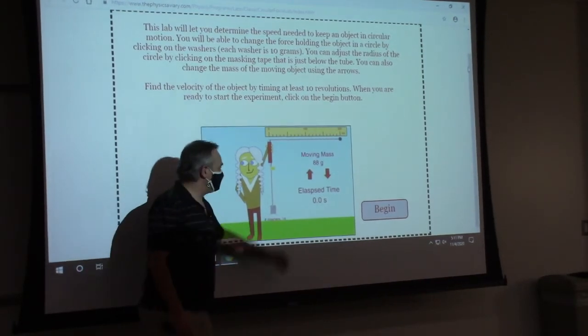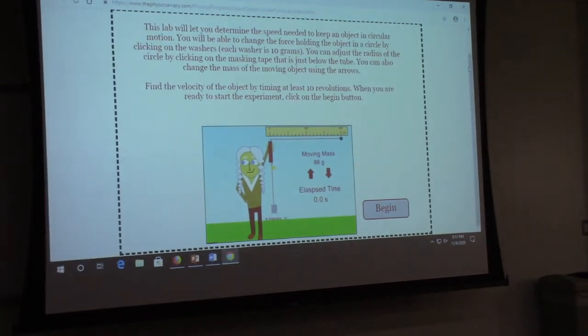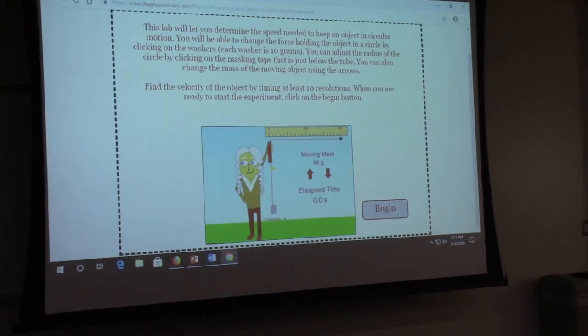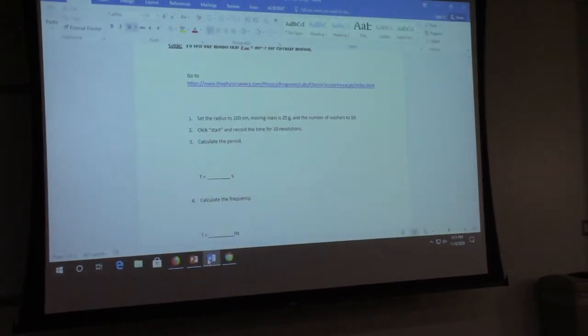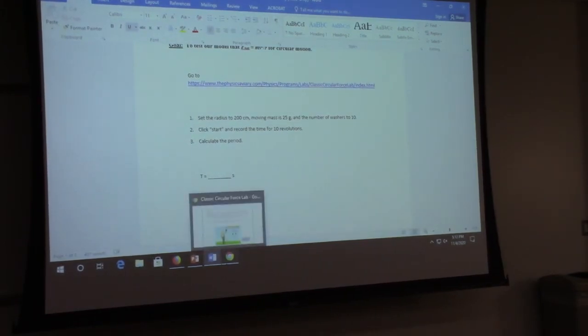This is a little wonky sometimes. Like, for example, in the first part, we have to set this to a certain thing. Radius 200 centimeters, moving mass 25 grams, and 10 washers. Okay, so let's do that.